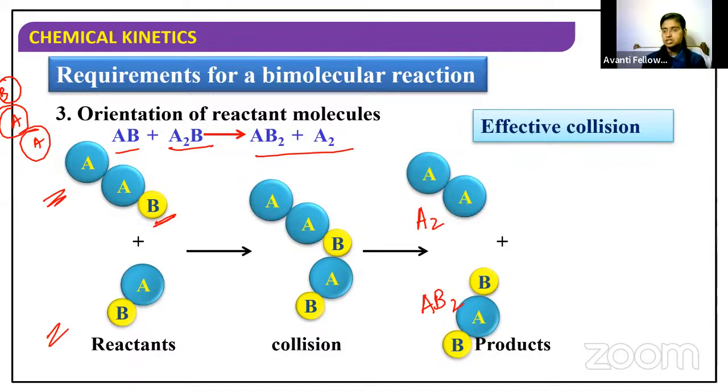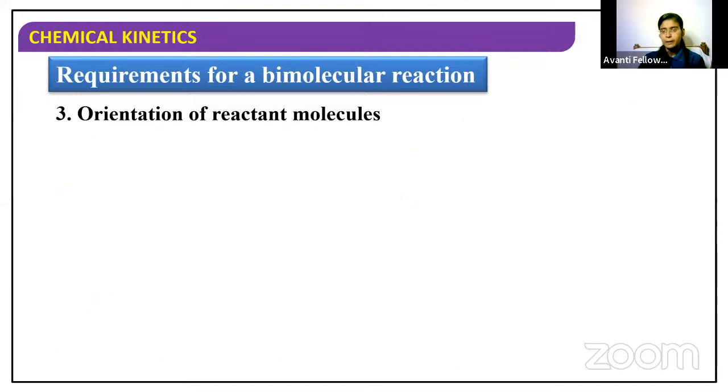If the molecules do not get oriented properly while colliding, even though the collision may occur, the desired products will not form because of ineffective collision. So are you all able to understand the picture and the concept regarding this orientation? Do you have any doubts? I'll also explain this with one example.